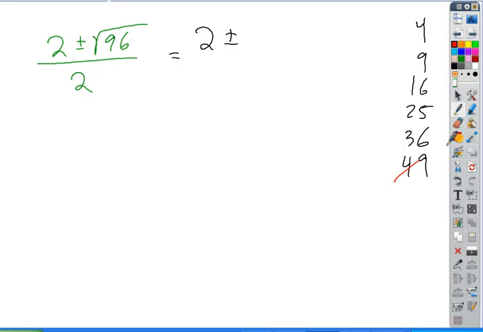Does 36 go into 96? Nope. 25? Nope. 16? 16 does, doesn't it? Yeah, 16 times 6. Okay, so then we could break this up into the square root of 16 times the square root of 6. Square root of 16 is? Okay.